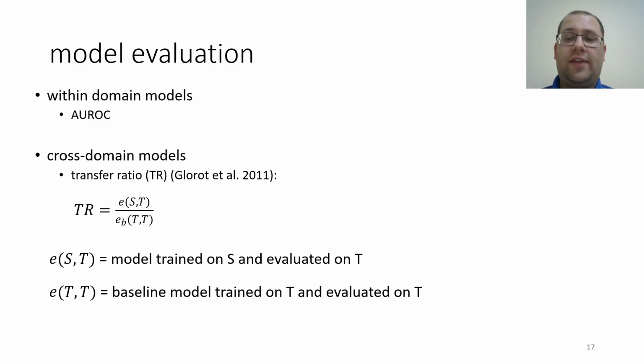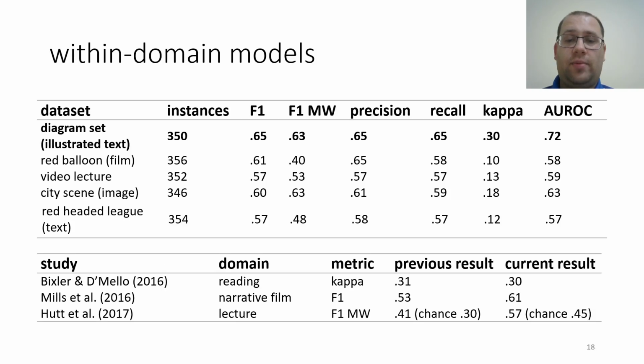Within-domain models were evaluated using AUROC. We evaluated cross-domain models using the transfer ratio, or TR. TR measures the performance of a cross-domain model targeting a given domain in comparison to the within-domain model for that target domain. A TR of 1 or greater indicates a cross-domain model with the same or superior performance as the within-domain model, while a TR less than 1 indicates inferior performance.